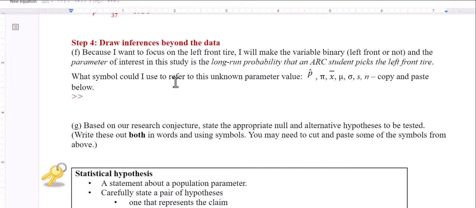So what symbol will we use to refer to this parameter? We're going to use P because that is for the population. So P will be the population proportion of all ARC students who pick the left front tire.